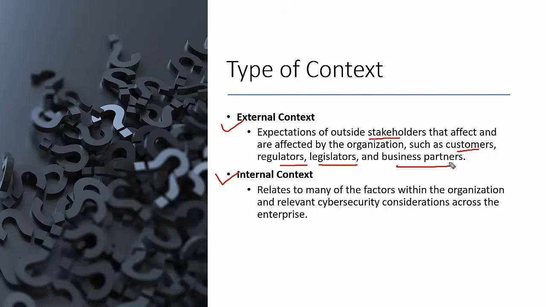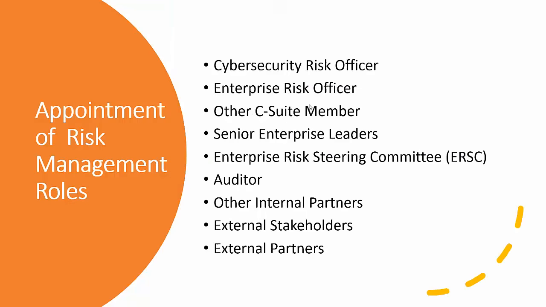Second is called internal context. Internal context is related to many factors which are happening within the organization. Whenever you're establishing a risk management system in the organization, the first thing we need to set up is the type of context. Once you have that, we need to appoint some profiles. It's not necessary that you appoint all these people, but in big companies we have some major roles which are part of risk management.